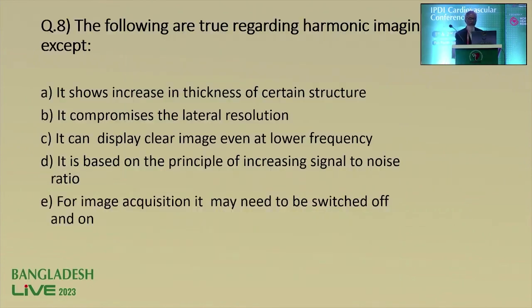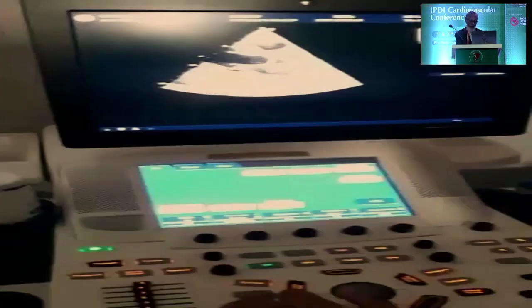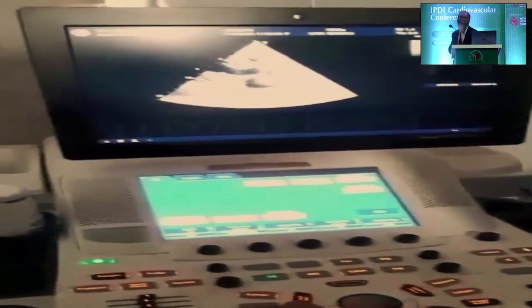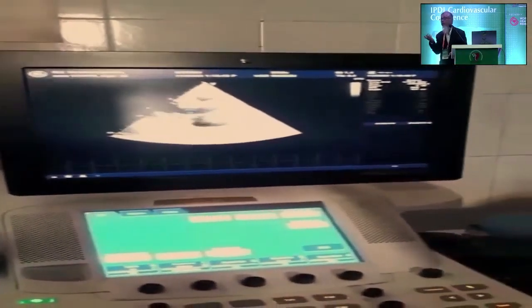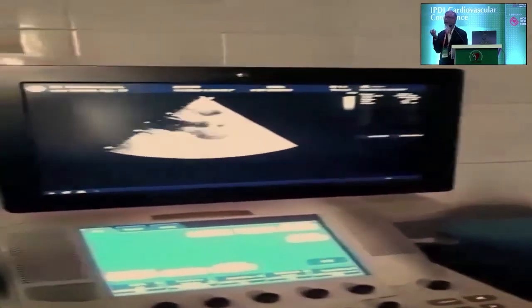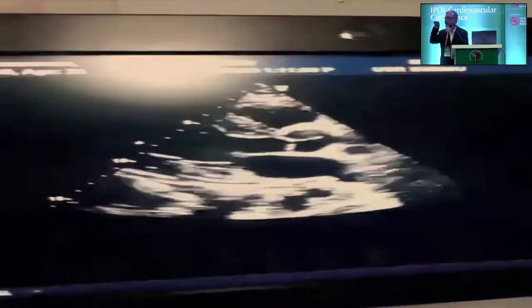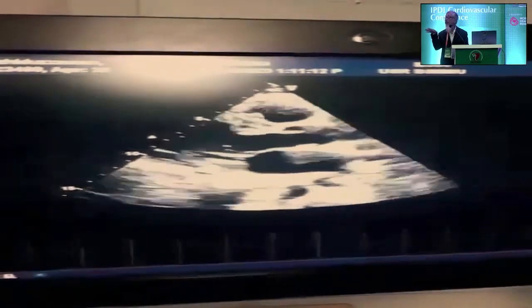There was also a question about harmonic imaging. I found this video of my student pretty instructive, because every echocardiographic machine has harmonic imaging. Harmonic imaging means you are transmitting at a certain frequency, which is lower, but in the second harmonic you are receiving at a different frequency, so the noise ratio is much less. So you can see a clear picture.